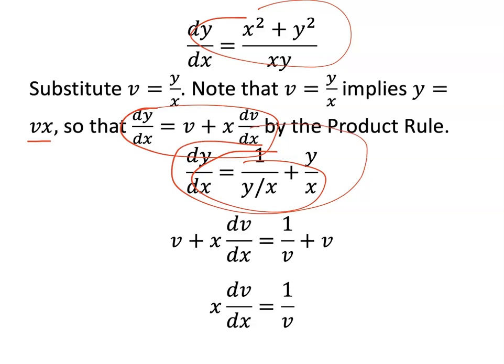So again, dy/dx equals 1 over y over x plus y over x. Well, we know what dy/dx is. We saw that just a moment ago. It's v plus x dv/dx. So that's our left side. Well, the right side is 1 over y over x, in other words, 1 over v, plus y over x, so just plain v. The v's cancel, and we're left with x dv/dx equals 1 over v.